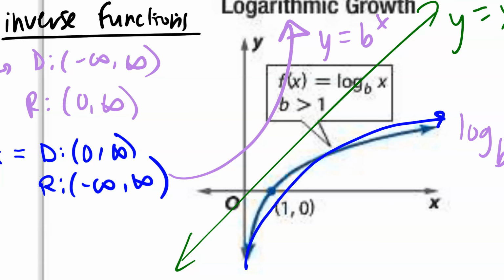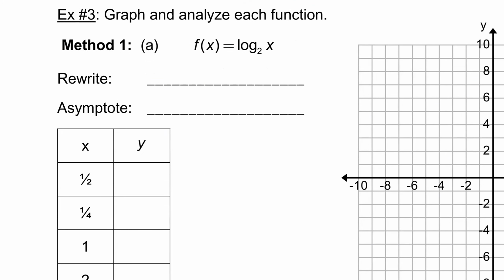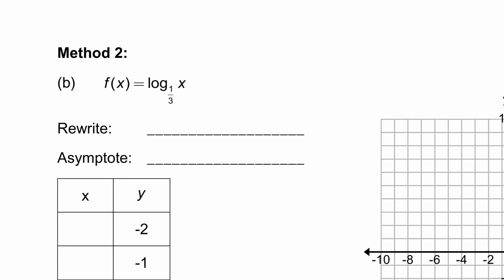So we have f of x equals log base 2 of x. There are 2 different methods I'm going to show you. Perfect. So this is method 1: we're going to rewrite in terms of the exponential function. So do the little loopy curl. 2 to the y power is equal to x.